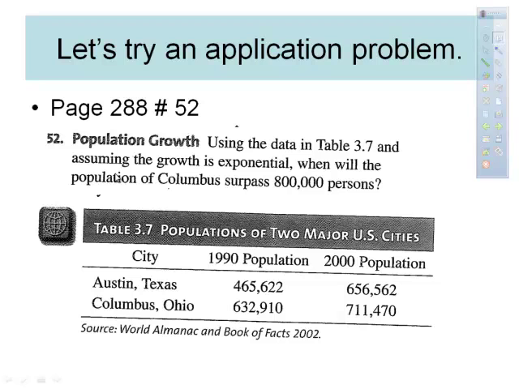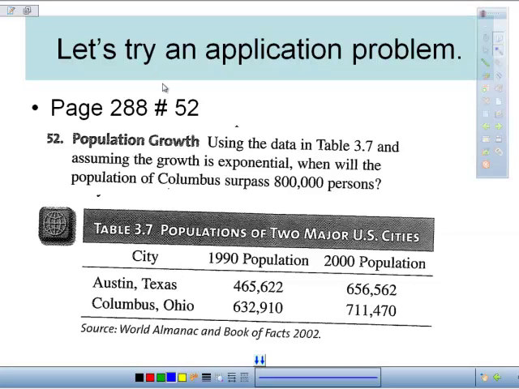Let's go ahead and try an application problem that's going to be similar to the problem that you're going to do in class. This is from page 288, number 52 in your textbook. We've got some data in a table, and it says, assuming the growth is exponential, we want to know when the population of Columbus will surpass 800,000 people. And this is the data we have. Granted, it's only 2 points, but we can work with that. It assumes it's exponential, which means that the value is going by a constant multiplier. So we're looking at Columbus, so we're really only concerned with this data right here.